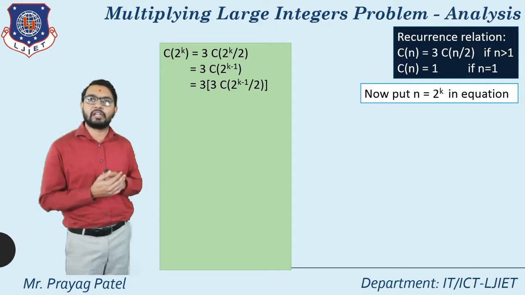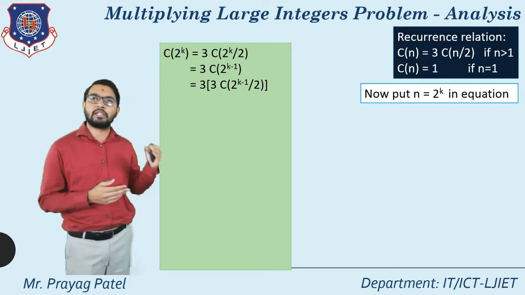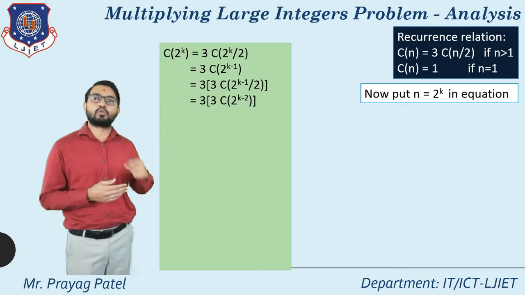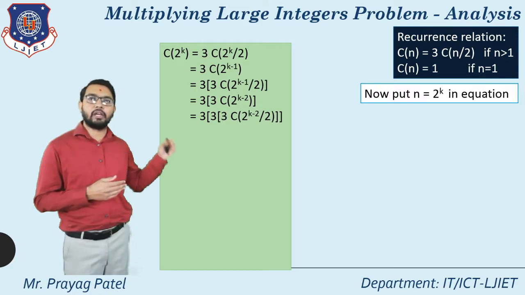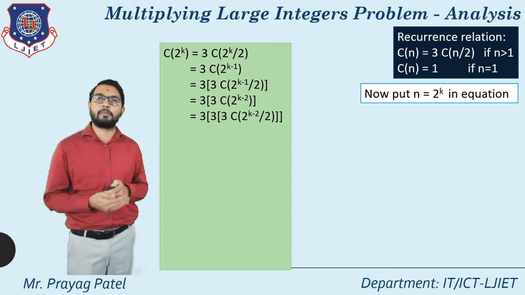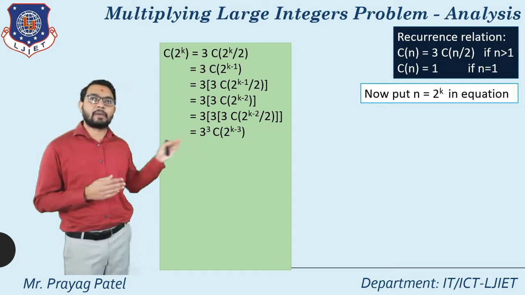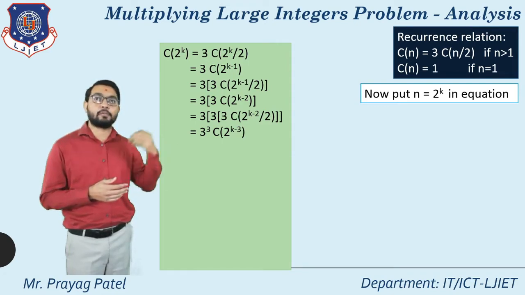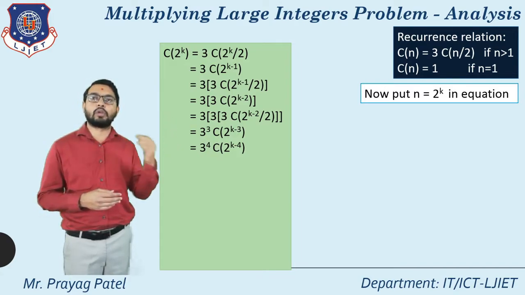Then already we have a 3. Then 3C(2^(k-1) / 2) for the C of 2^(k-1). So the next step is 3 times 3 C(2^(k-2)). Now if we perform this step for the third time, then 3 into 3 into 3 C of 2^(k-2) divided by 2 means C of 2^(k-3). So the step after three times is 3 raised to 3 C(2^(k-3)). If we perform this operation for the fourth time, then the next step is 3 raised to 4 C(2^(k-4)).